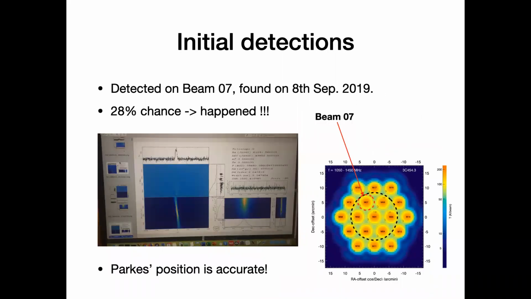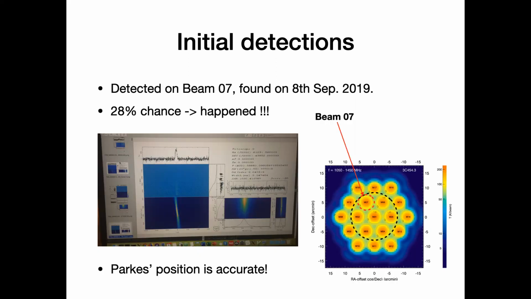Since the candidate number is not too large, we can inspect them one by one, and very luckily we detected a radio burst in beam 7. Here you can see beam 7 is located within the Parkes beam size, which is denoted as the black circle here. That means the Parkes position is absolutely accurate, and there was only a 28% chance of that really happening. That makes us very excited about these results.